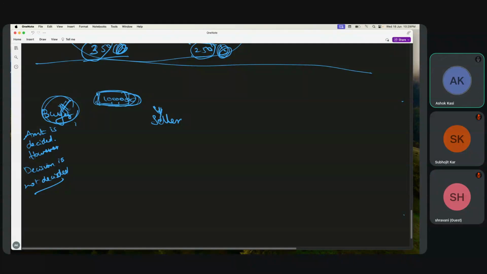No argument. Sorry, sir, could you repeat? Yeah, see, now the buyer has agreed, I am ready to pay you 10 lakh, but give me 1 month's time. If my parents agree to buy, I will pay you 10 lakh. That means amount is decided. But will he buy or not? Decision is not decided. So buyer says, give me 1 month's time, and then I will decide. But in case I am buying, you should not say no to it. You have to sell. Okay, this has been told to you.